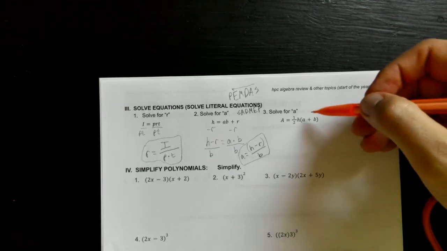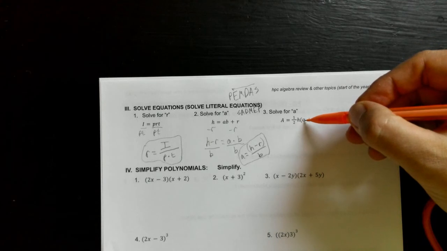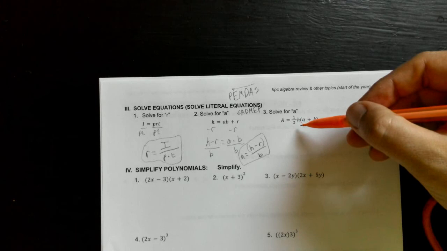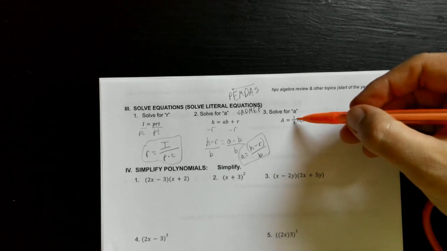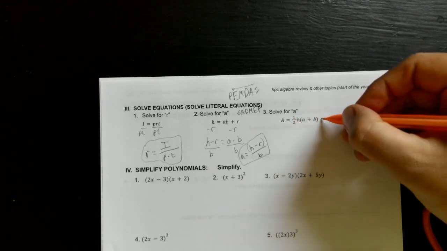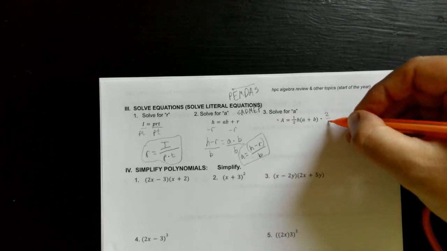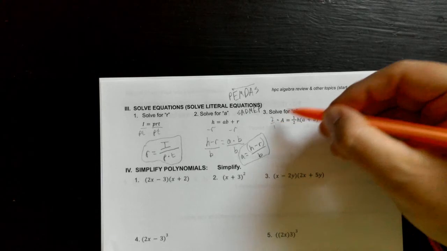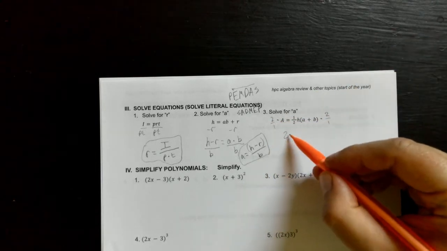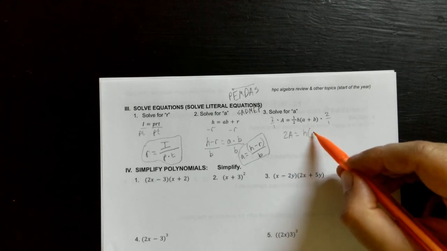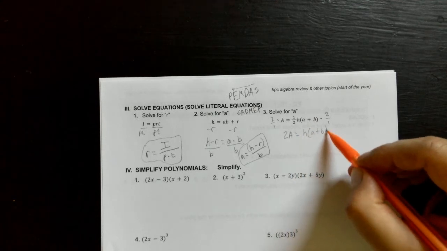The last one here, we're also isolating little a. So with fractions, whenever you want to get rid of a fraction, you can always multiply by the reciprocal. So in this case it's 1/2, so I'm going to multiply both sides by 2 over 1, or just 2. So this becomes 2a equals, and now I'll have h and then parentheses a plus b.